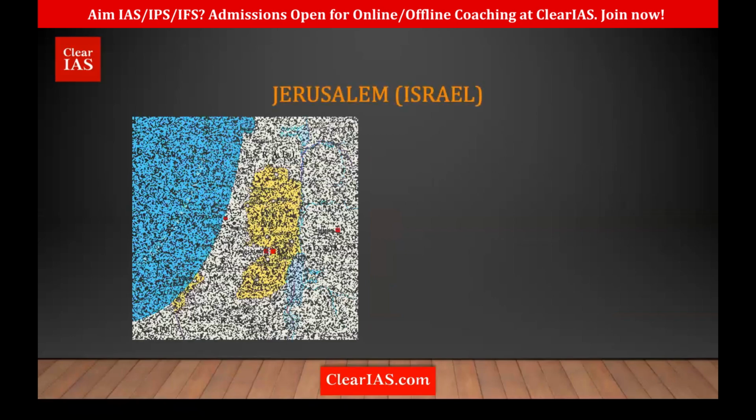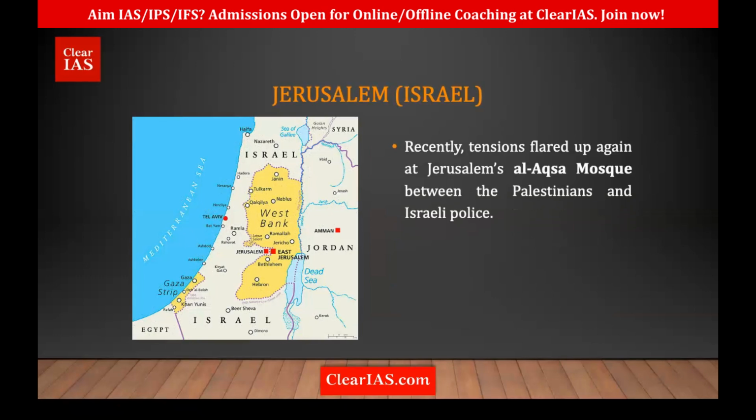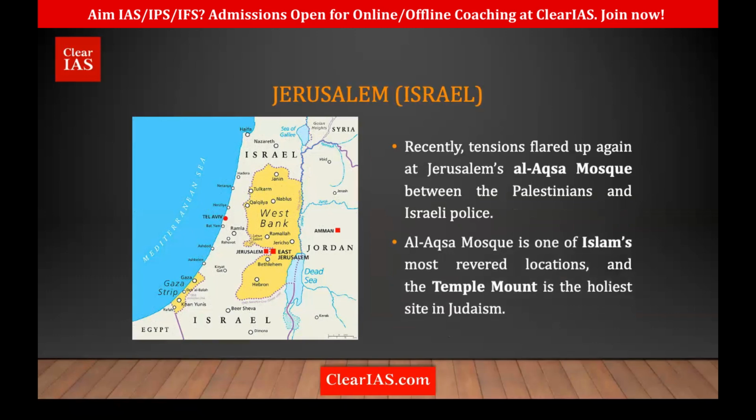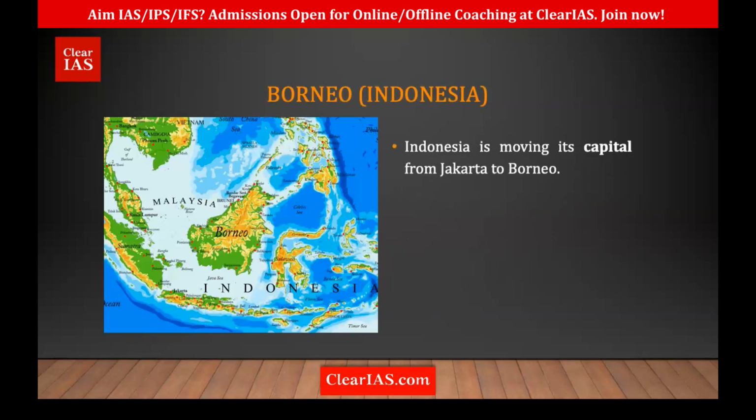Okay, then Jerusalem, Israel. We also saw that we have West Bank. It's the most important place for both Israel and Palestine, because it is the most important religious place for Islam, Christianity, and Judaism. Also, we spoke about the Al-Aqsa Mosque. There was a conflict recently there. Near Al-Aqsa Mosque there's also the Temple Mount, which is revered by who? The Judaism people.